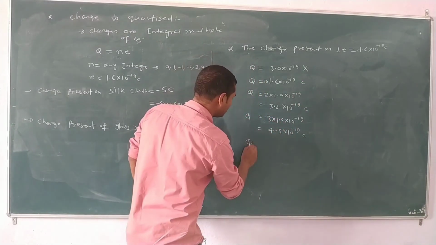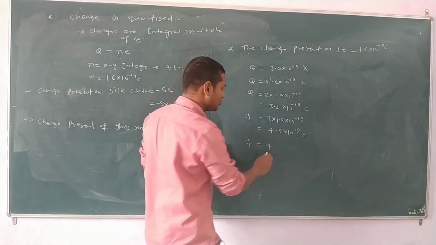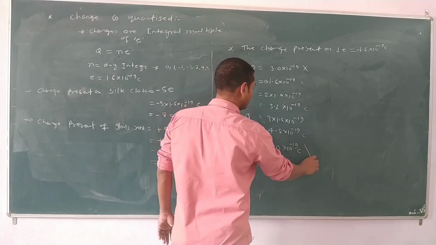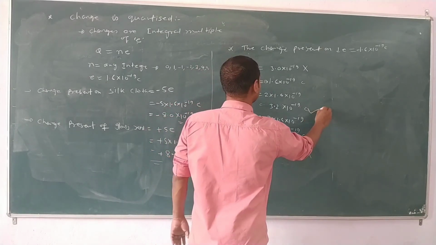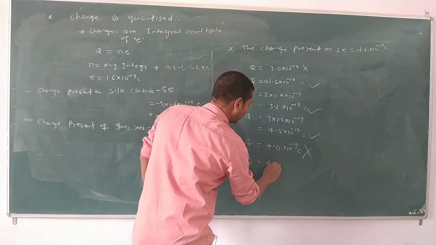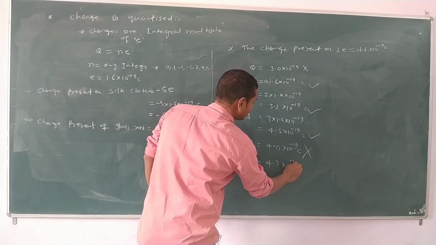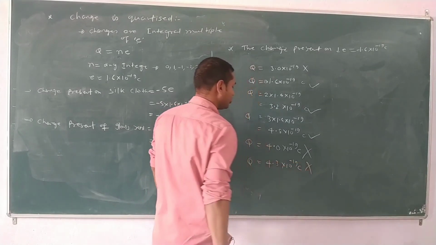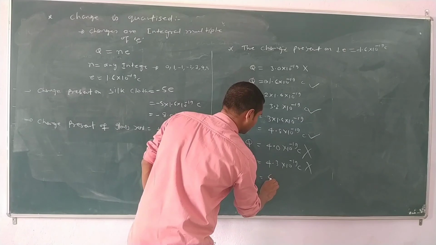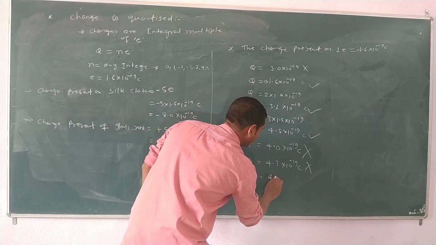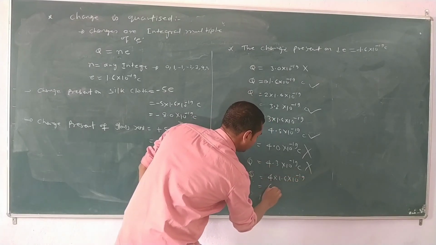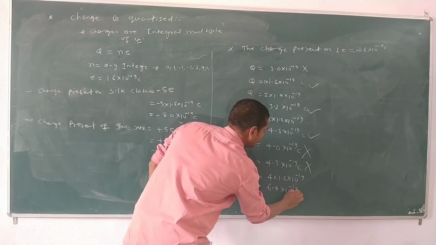So if anybody asks you whether a body can have a charge of 4.0 × 10^-19 coulomb, you can write that it is not possible. This one is possible, this one is possible, this one is also possible, but this is not possible. Suppose anybody asks about 4.3 × 10^-19 coulomb, is it possible? No, it is not possible. The next value of the charge is 4 × 1.6 × 10^-19, that is 6.4 × 10^-19 coulomb.